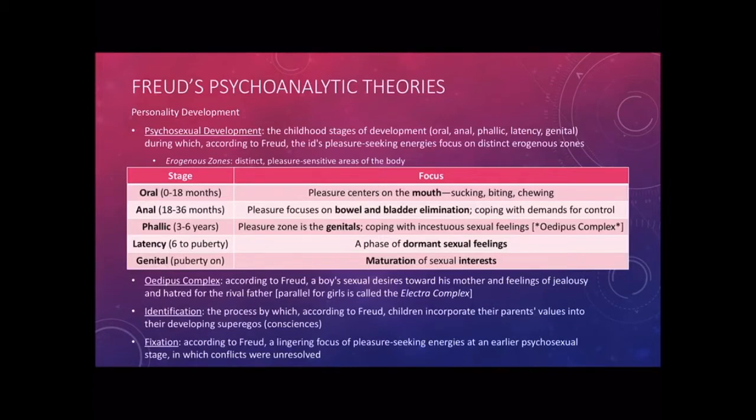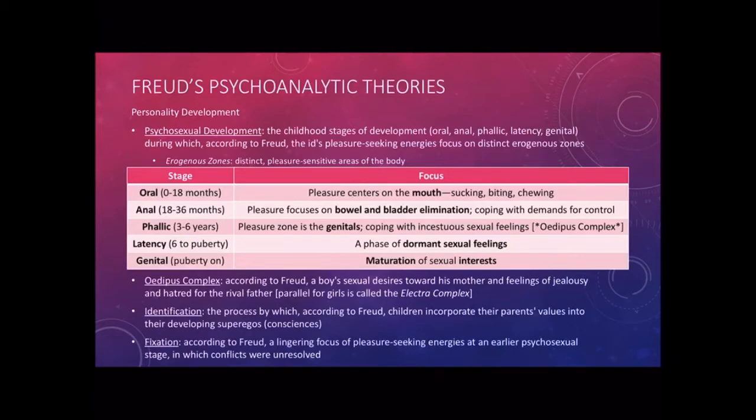And then there's a parallel for girls called the Electra complex, which is just the exact opposite. The idea that a girl has sexual desires towards her father, and so she's competing with her mother for his affection. And this creates frustration during this stage.